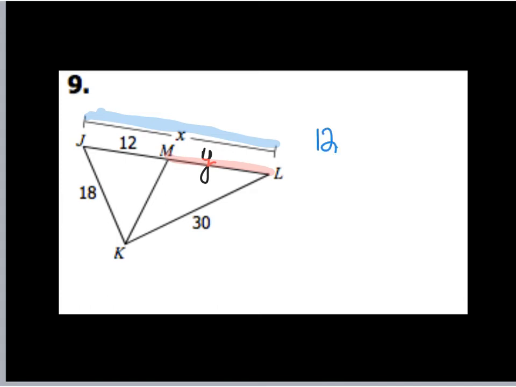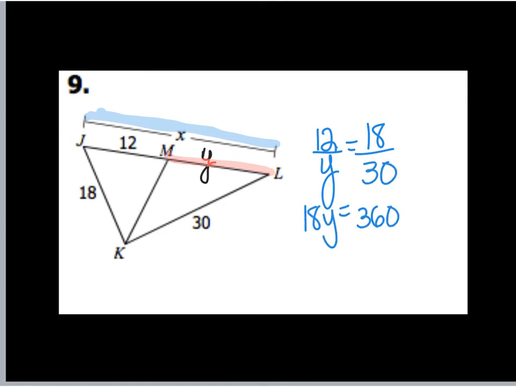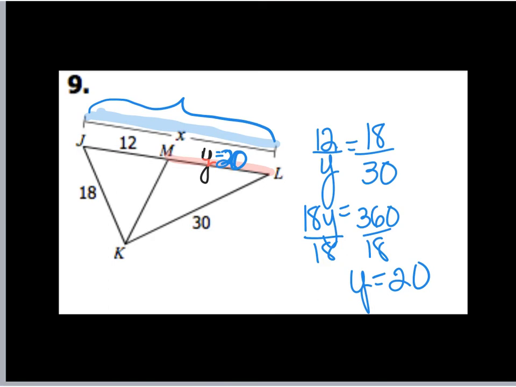12 over y equals 18 over 30. Cross multiply: 18y is equal to 360, divide by 18, and y is equal to 20. Is that my final answer? No, it is not. y is equal to 20, but the question asked, what's x? Well, x is the whole thing. So 20 plus 12 is 32. So x is equal to 32.